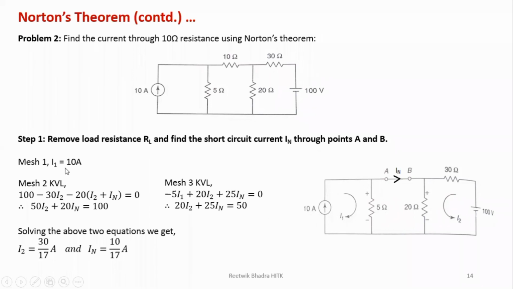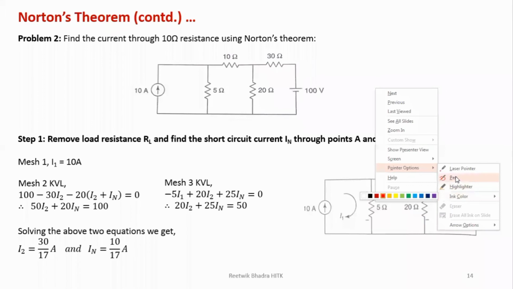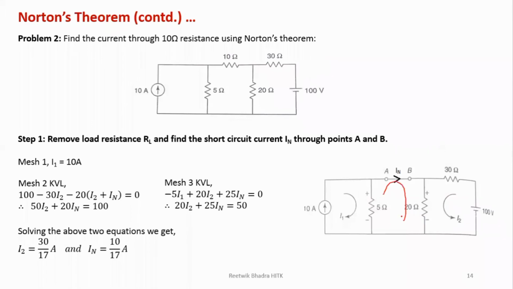So I1 can be directly written as 10 ohm. You apply KVL in mesh 2 where I2 is given. I have taken a clockwise direction. Please be careful over here. I have taken, sorry, anti-clockwise, and you see this IN is taken as clockwise. So the current which is flowing through this 20 ohm is IN plus I2 because this direction is same. Okay, so that's why I've taken I2 plus IN.